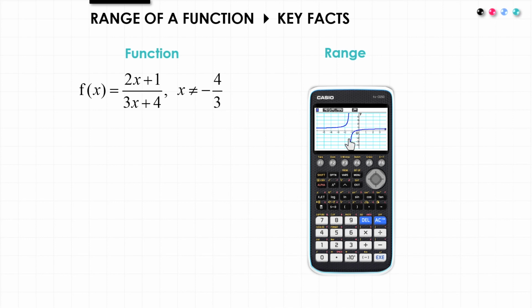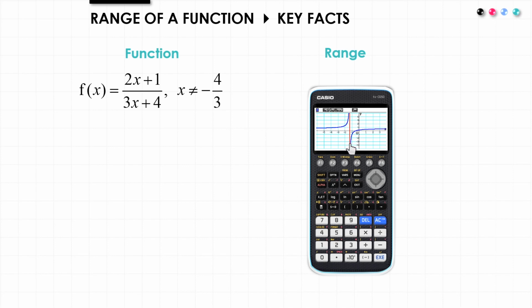Notice that we could put a vertical asymptote in here. There is a certain x value that we can't get. We know what that value is because we previously found the domain. It's minus 4/3. Let's add that to the diagram. To find the range of the function, notice that we could draw a horizontal asymptote across here, which means there's a y value that we can't get.